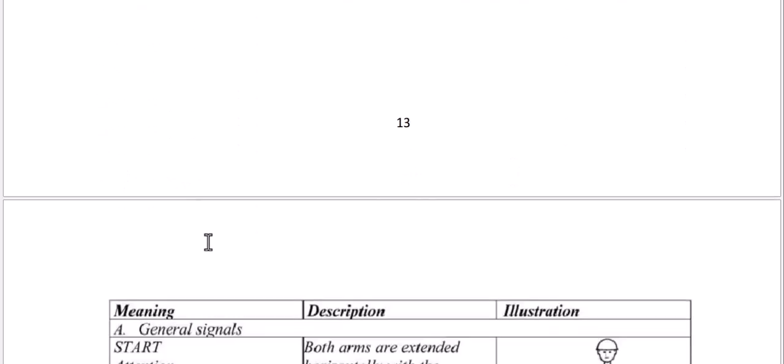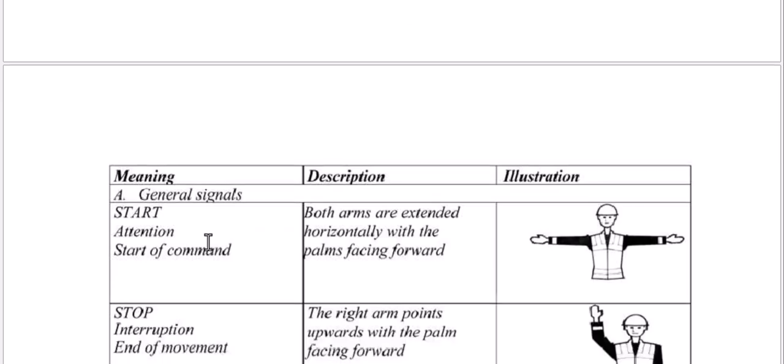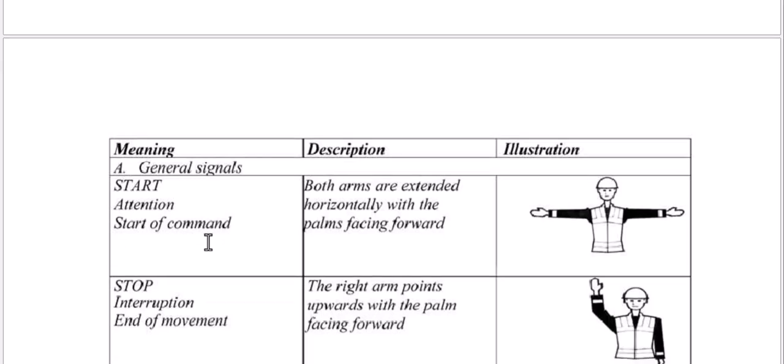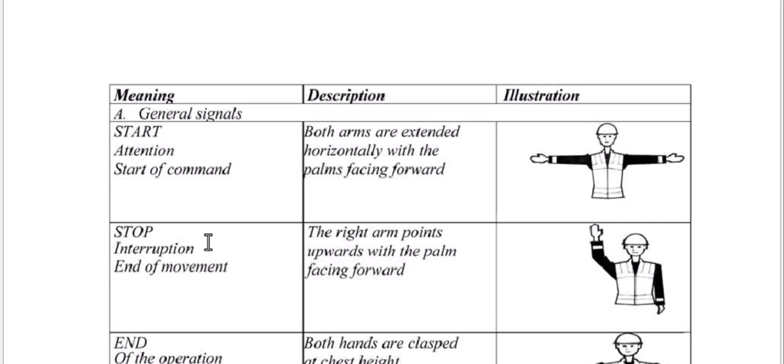And also we have the illustration of using hands and other human body parts to provide some information. Like you can see, this person is saying start: both arms are extended horizontally with the palms facing forward. That means start, attention, or start of command. This is the stop or interruption, end of movement.